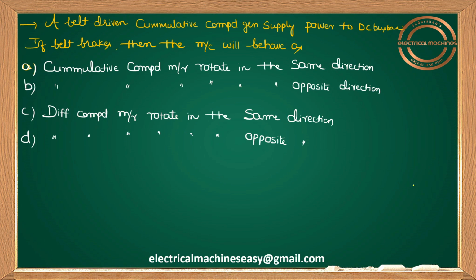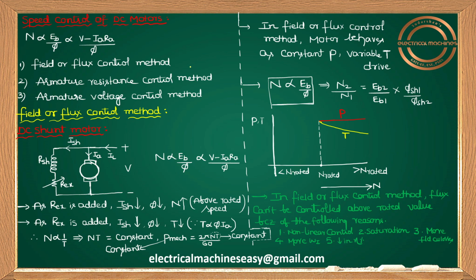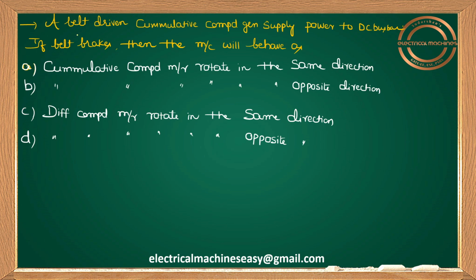So let us see the last question. A belt driven cumulative compound generator supplies power to a DC bus bar. If the belt breaks, then the machine will behave as what? Please, I'll draw the cumulative compound generator. In the meanwhile, you can try. Please don't waste your time. If after trying you get wrong answers, no problem. But you have to practice. It's very important.